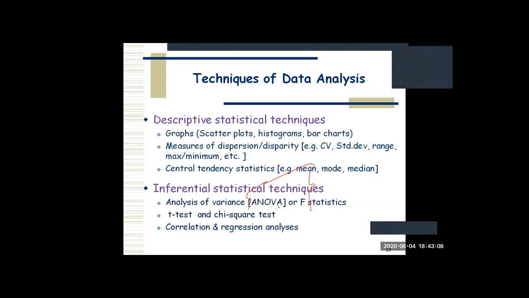The first one is descriptive statistical techniques. The descriptive statistical techniques might be graphs. You might use different types of plots to show patterns, for example a line chart. You might also want to explain values, which might be depicted by a histogram, bar chart, or pie chart. There are different types of graphs.